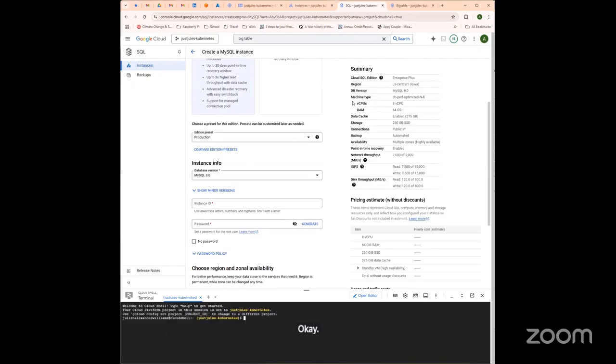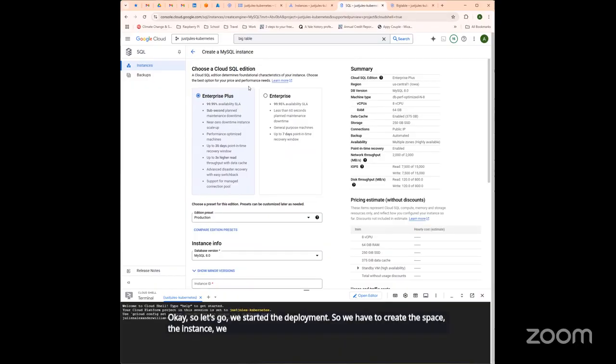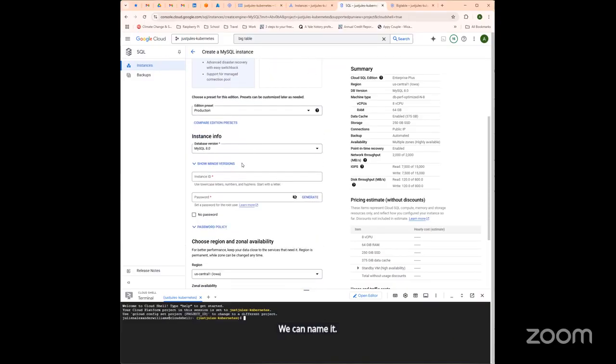Okay, so let's go. We started the deployment. So we have to create the instance. We selected a MySQL instance. We can name it. We got the database version.